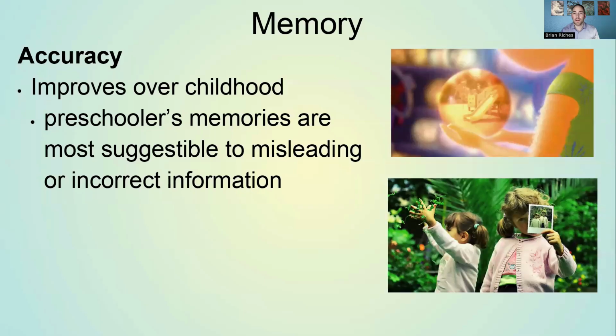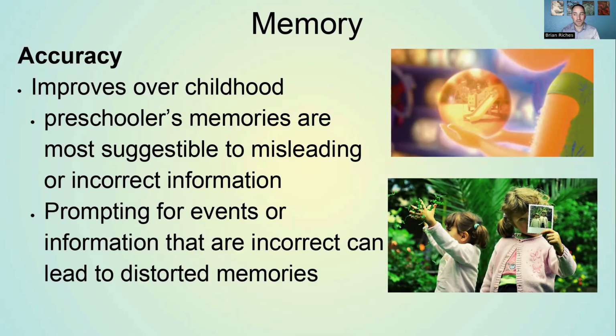All right, when we're talking about memory, we often think about the accuracy of a memory. So, are we getting facts right? Are we getting colors right? People's faces right? Who was there? And this does improve over childhood. So, preschoolers' memories are the most suggestible to misleading or incorrect information. And so, prompting with events that are incorrect can actually lead to distortions of the memories.